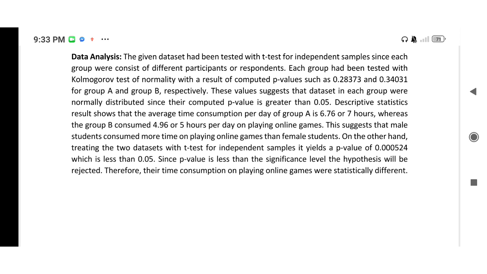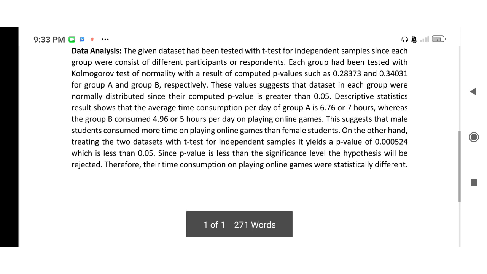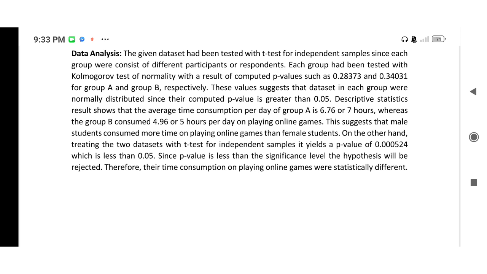Descriptive statistics results show that the average time consumption per day of Group A is 6.76 or 7 hours, whereas Group B consumed 4.96 or 5 hours per day on playing online games. This suggests that the male students consume more time on playing online games than female students. On the other hand, treating the two datasets with t-test for independent samples yields a p-value of 0.000524, which is less than 0.05. Since the p-value is less than the significance level, the hypothesis will be rejected. Therefore, their time consumption on playing online games were statistically different.